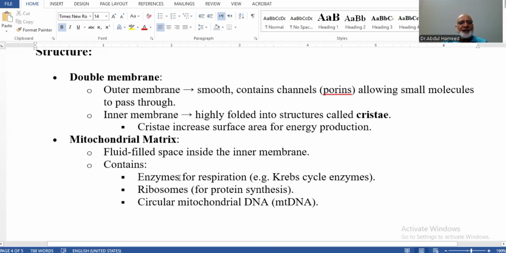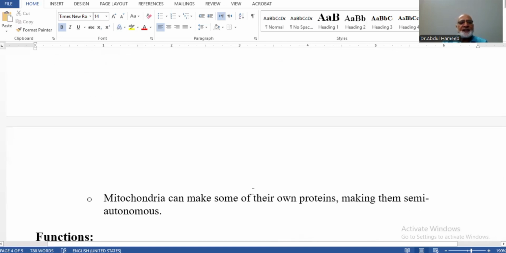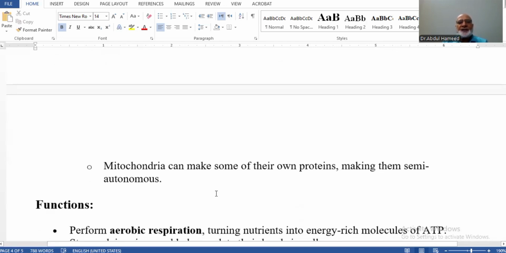The mitochondrial matrix is the fluid-filled space inside the inner membrane. It contains enzymes for respiration, Krebs cycle enzymes, ribosomes for protein synthesis, and circular mitochondrial DNA. So it is what we call a semi-autonomous organelle. Mitochondria can produce their own proteins. The presence of chloroplasts and mitochondria is supporting evidence in favor of the endosymbiotic theory of eukaryotic cell formation.